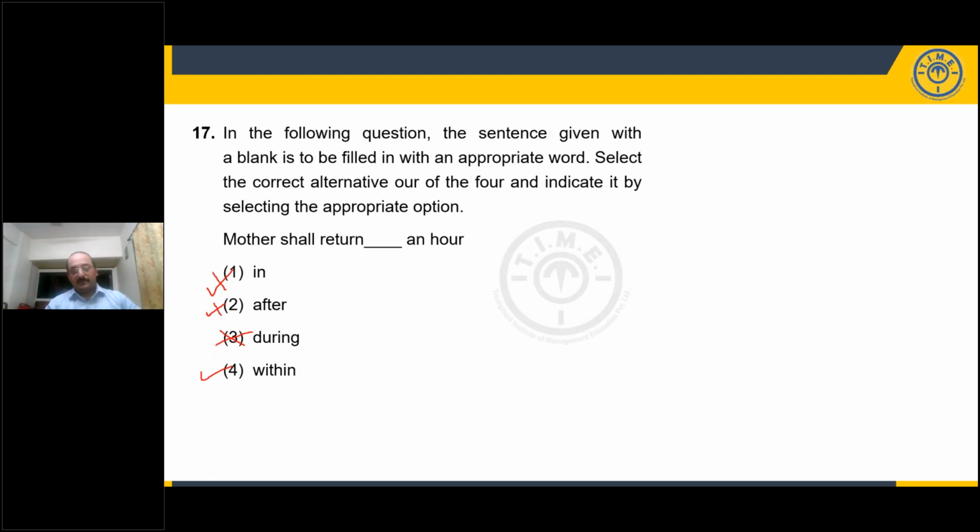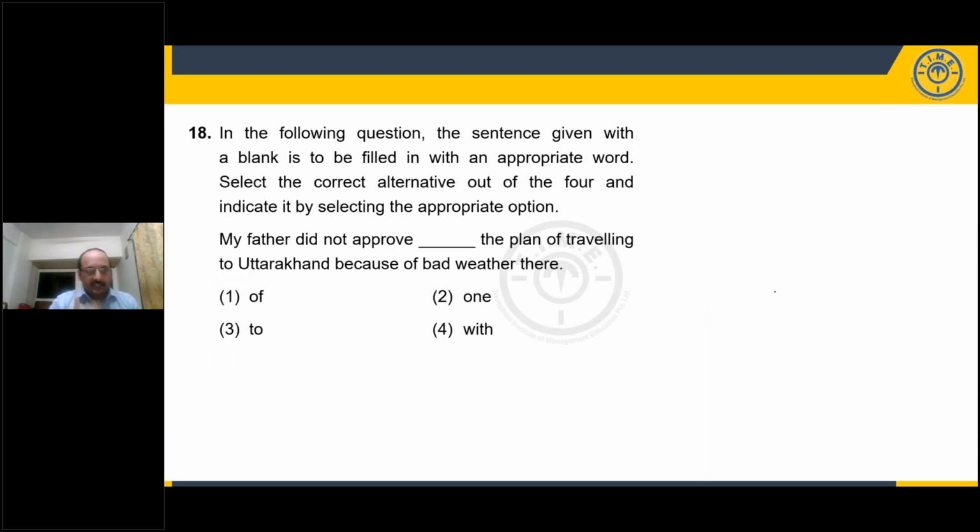Within an hour, yes. Before the hour gets over, mother is going to return. So mother shall return within an hour. In and after were incorrect because I don't have further information. So given the lack of information, I'll choose within. All right, guys. Now let's try the 18th question.